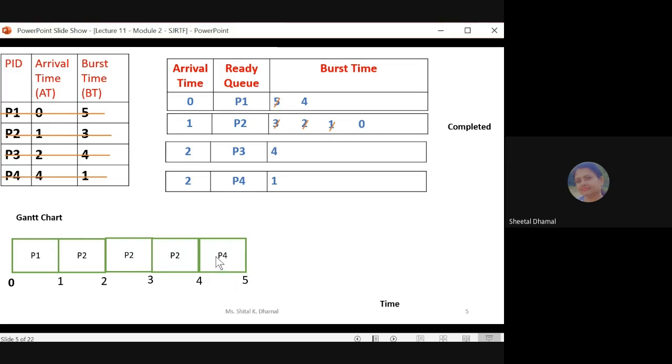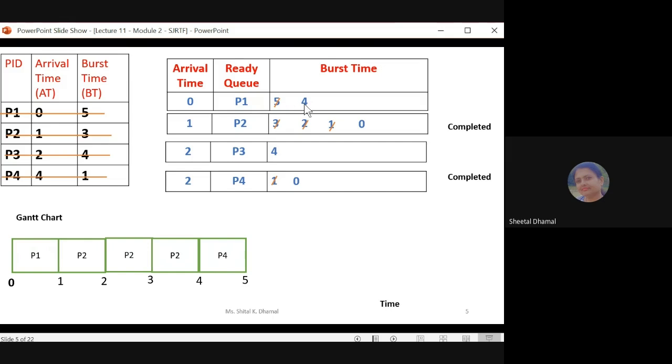At 5 o'clock, process P4 will exit from the CPU, or from the run state. So what we will do now is scratch that one; the remaining time is 0. I will represent that process P4 has completed its job. Now you can observe that only two processes are there, process P1 and P3.